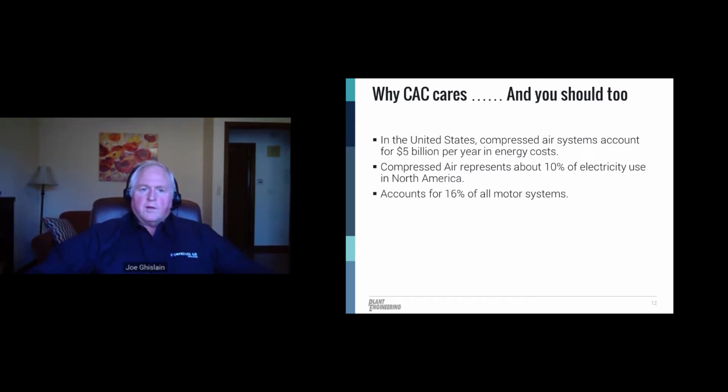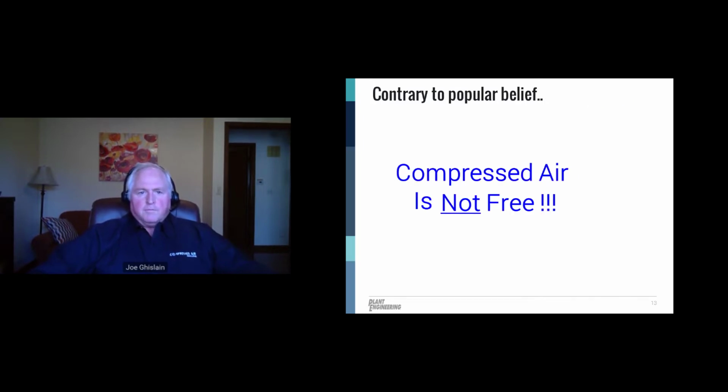And why does CAC care about it? Because in the United States, the DOE says it represents over $5 billion a year in energy cost, represents 10% of the electricity used in North America, and accounts for about 16% of all motor systems. So a large chunk of the energy we use in the United States and North America goes towards compressed air, and it is really important that we use it wisely.